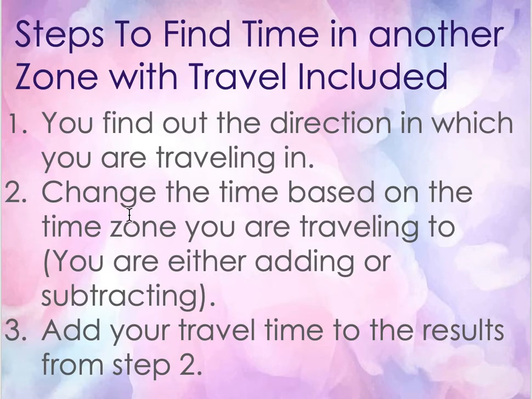And then change the time based on the time zone you are traveling to. You're either adding or subtracting. Then add your travel time to the results from step 2. That's the last part. Just add your travel time. You always just add it. You never subtract your travel time because you can't take away from time, right? Because travel time is always going forward. Okay?